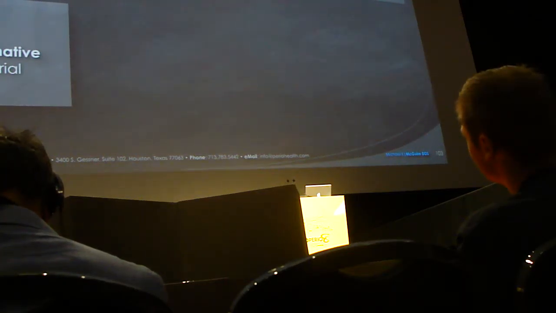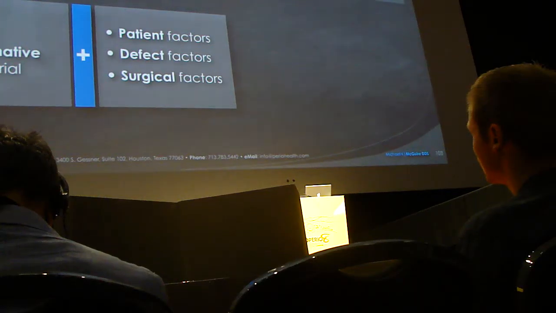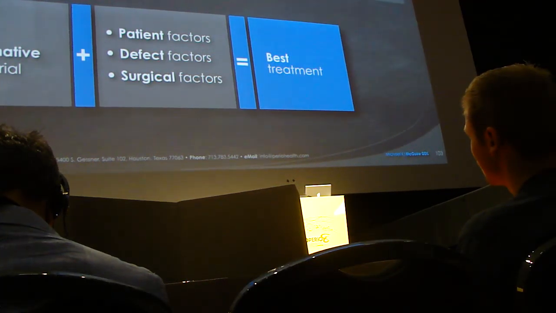So, what's the answer? What material should we use? Do we look at all the grids I just gave you, count up the number of positives, and whoever has the most positives wins? It'd be nice if it worked that way, but it doesn't work that way, does it? Because our patient brings us factors we have to look at. The defect brings us factors we have to look at. And your surgical experience and your access to these materials have to factor in as well. It would be naive to think that any one material is going to work best in all defects in every individual. So we have to factor all of this in order to provide the best treatment.